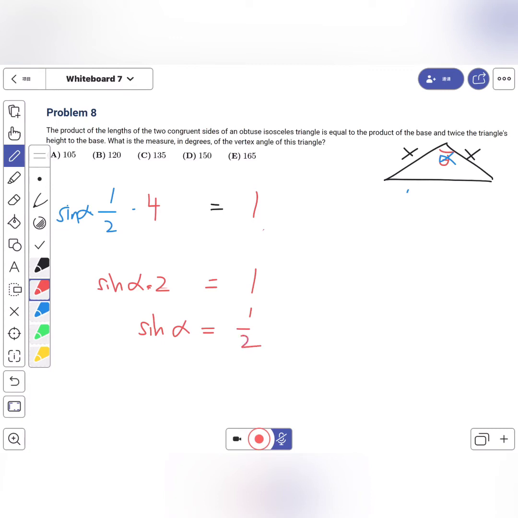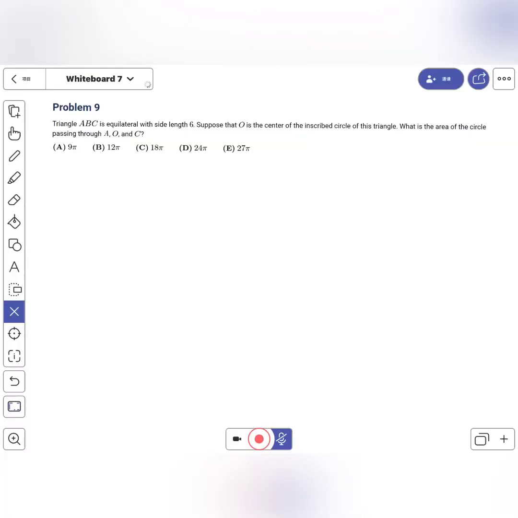So now we want to solve for the angle. But keep in mind that this is an obtuse isosceles triangle. Therefore, the vertex angle will be greater than 90 and less than 180 degrees. Therefore, the only angle that satisfies this condition would be alpha equals 150 degrees, and this gives us answer choice D. So we start with a diagram.